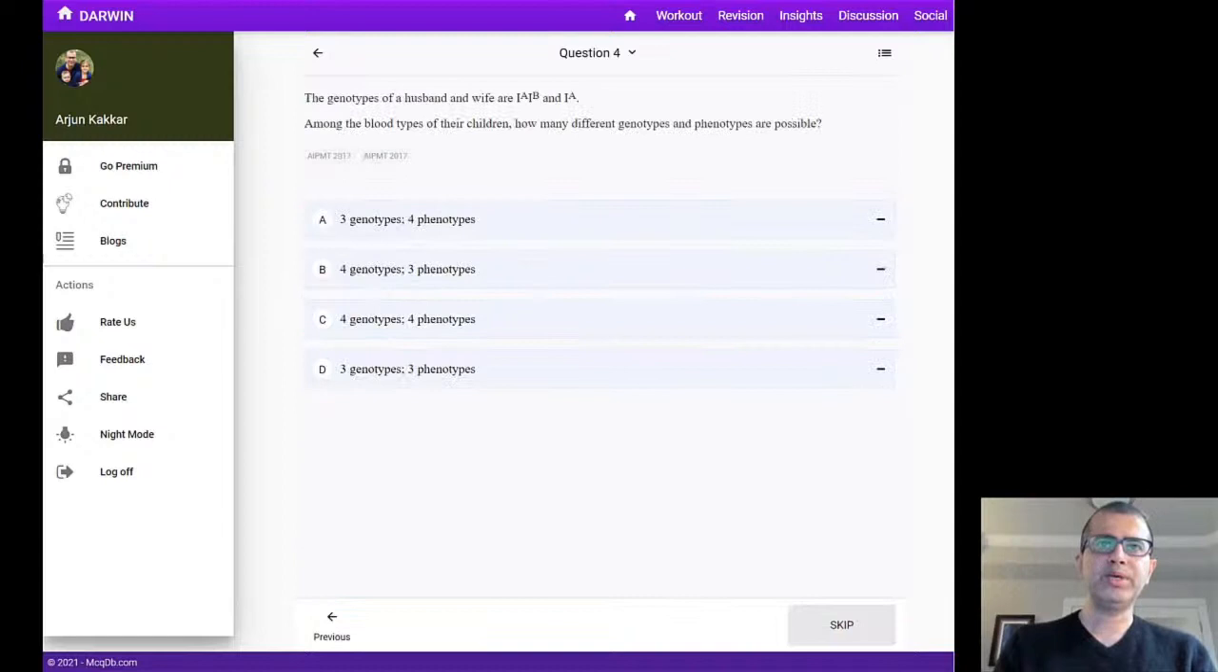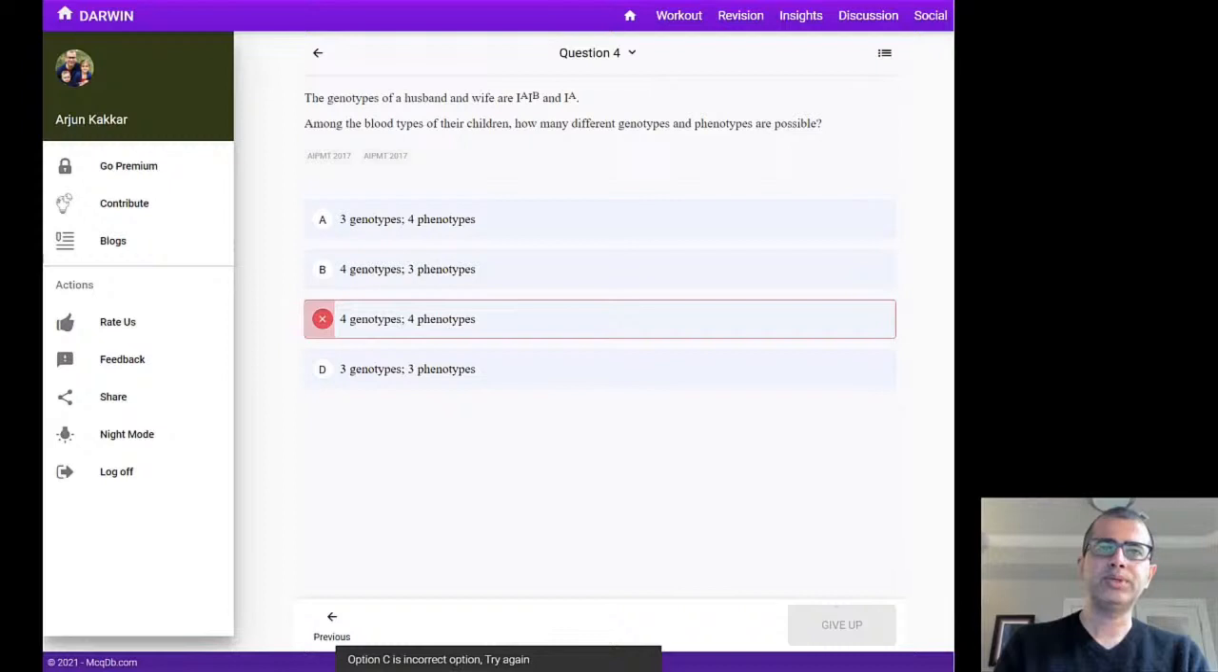So you have this question in which the genotypes of husband and wife are IA IB and IA IA. Among the blood types of the children, how many different genotypes and phenotypes are possible? Looking at this, you basically draw the inheritance diagram, and you can see that the number of genotypes will end up being 4: IA IA, IA IB, IA i, and IB i. So one of these two options, and there could be essentially 3 phenotypes. You know this answer, I know this answer, but what if somebody selects 4 genotypes, 4 phenotypes?